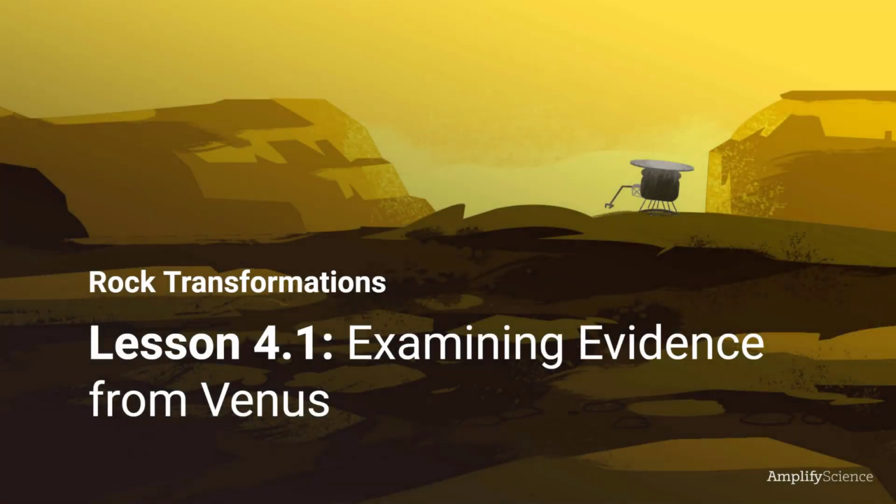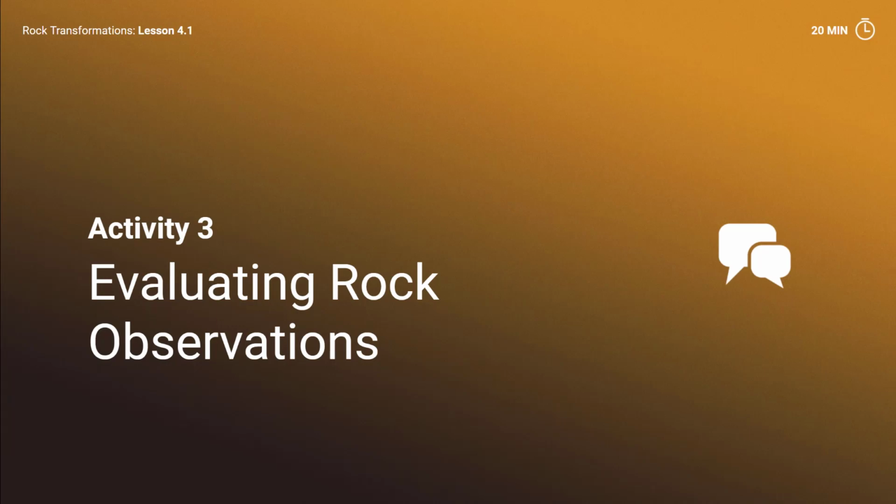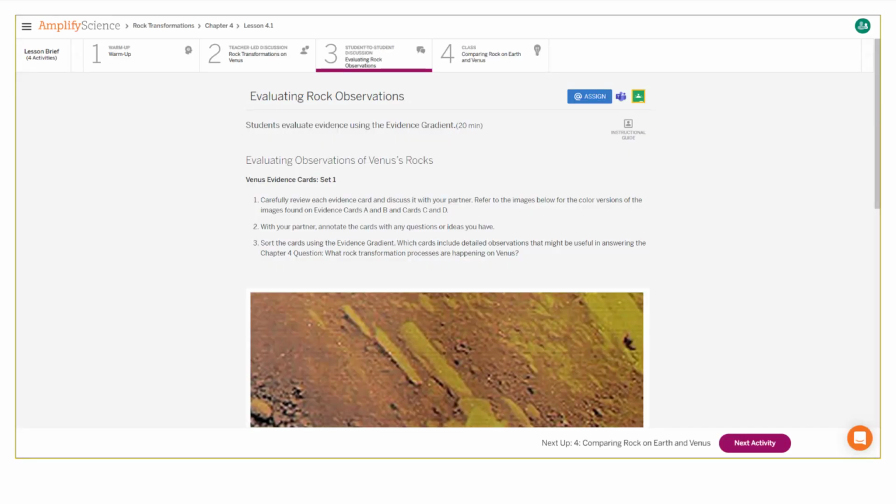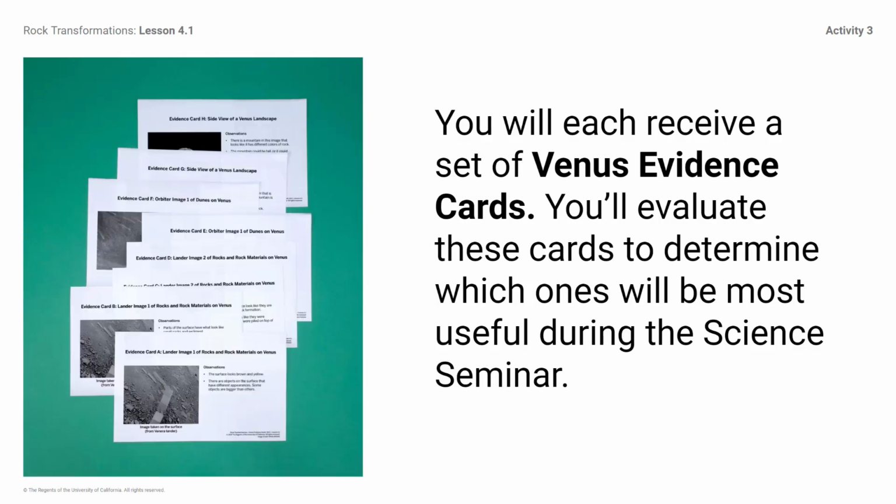Rock Transformations Unit, Lesson 4.1, Examining Evidence from Venus. Activity 3, Evaluating Rock Observations. Here's what your student screen looks like for this part of the lesson. You will each receive a set of Venus evidence cards.